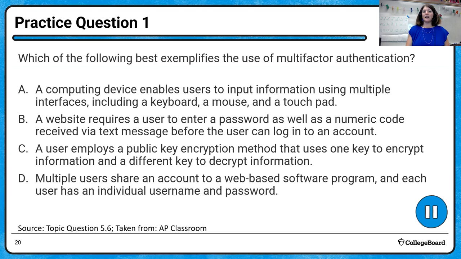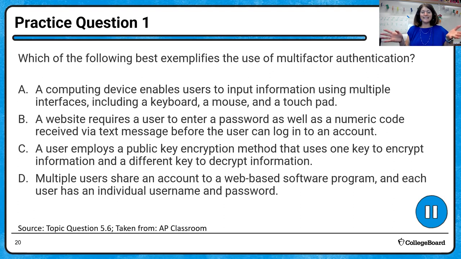C: A user employs a public key encryption method that uses one key to encrypt information and a different key to decrypt information. And our final answer option, D: Multiple users share an account to a web-based software program, and each user has an individual username and password.